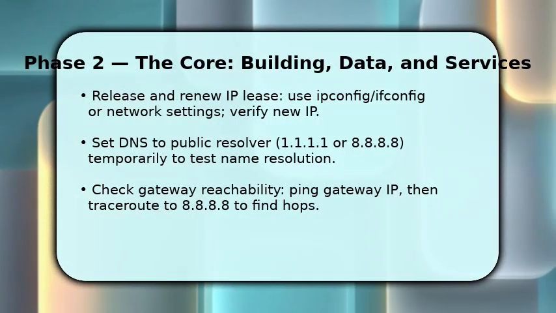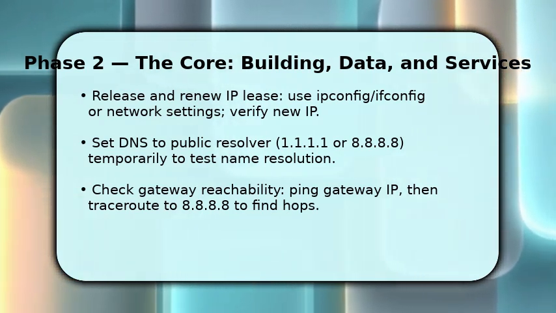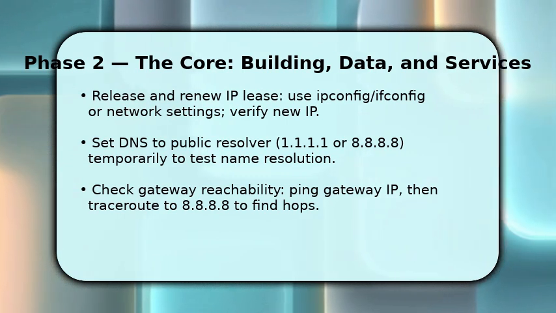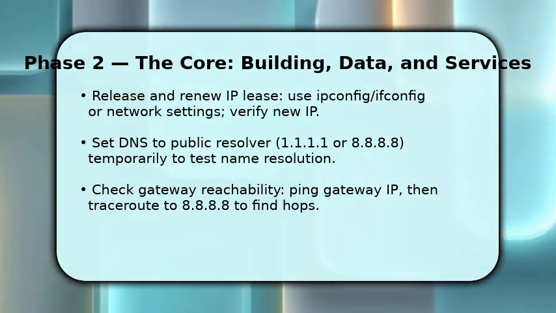Once done with the basics, focus on IP and DNS because local connectivity usually means name or gateway issues. Release and renew the IP lease. Use ipconfig or network preferences to force DHCP reassignment.